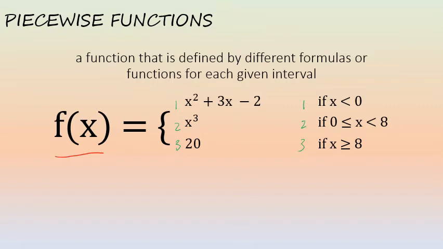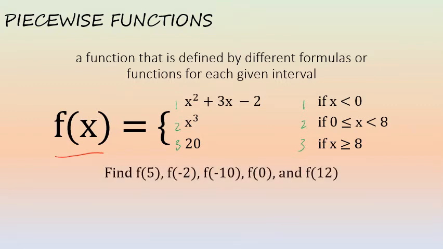Okay? And on a piecewise function, the next question would be, how do we evaluate them? Okay. So let's say we are asked to find f of positive 5, f at negative 2, f at negative 10, f of 0, and f of positive 12. Okay. So using this piecewise function, we are to evaluate these given values. Okay, so paano iyon?